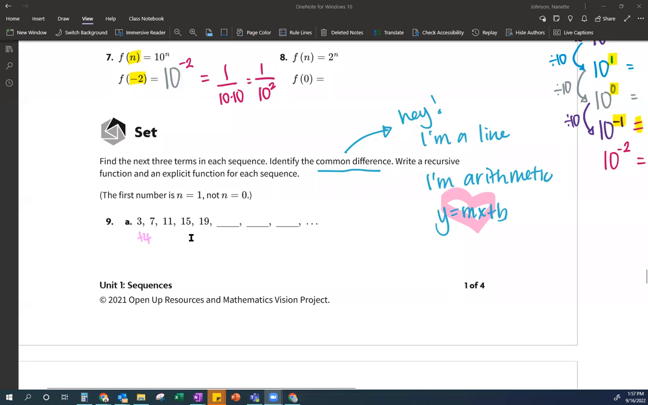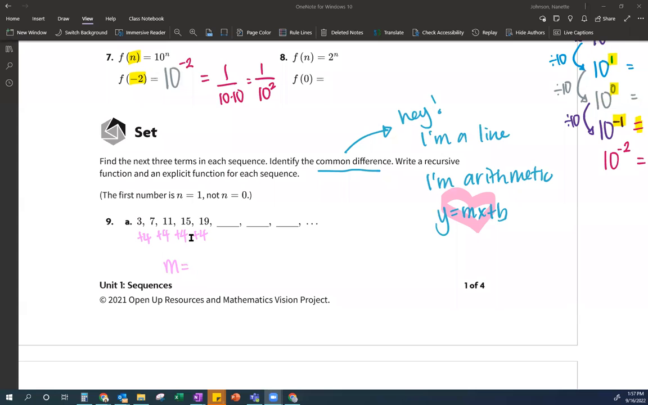So is it true that 7 plus 4 is 11? Yes. And is it true that 11 plus 4 is 15? Yes. And is it true that 15 plus 4 is 19? And the answer is yes. So yay, I found the common difference. So that's check. It's also called the slope, so I will be labeling him as 4.